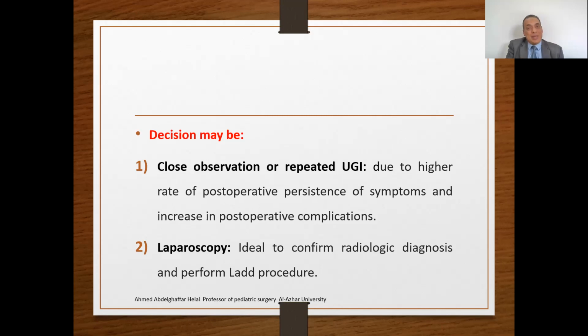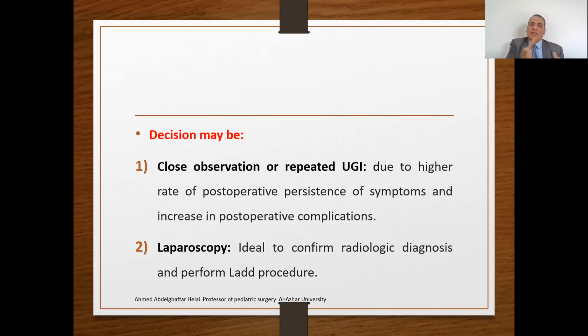The decision may be close observation and repeat upper GI, due to the higher rate of post-operative persistence of symptoms and increase in post-operative complications in these groups of patients. The second option is laparoscopy, and it is ideal also for this group of patients, to both confirm the diagnosis and perform the therapeutic LADS procedure. So laparoscopy may be ideal for both groups.